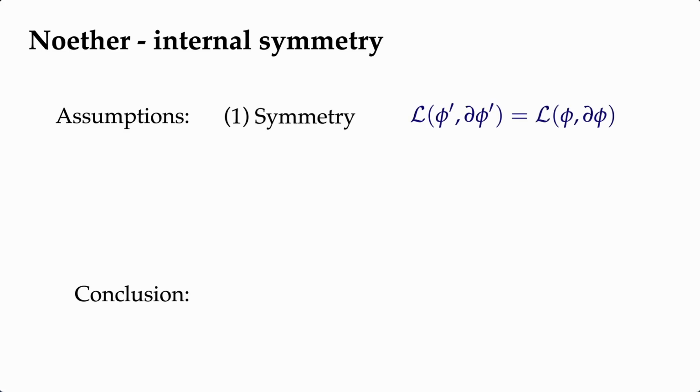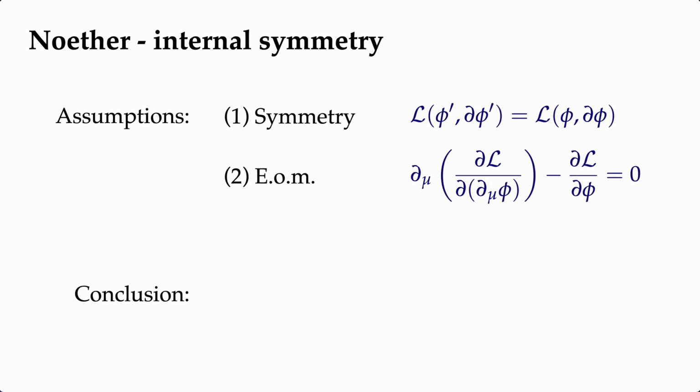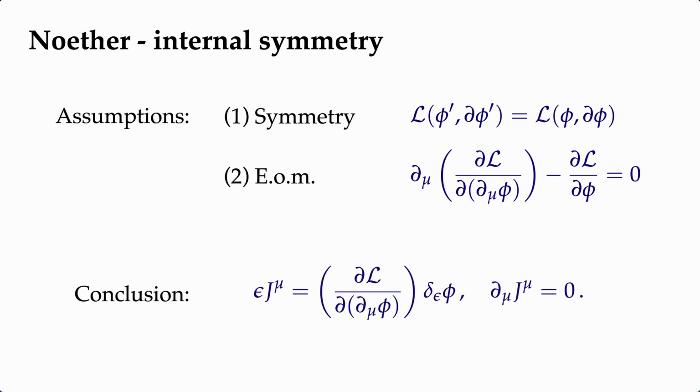Assumption number one is symmetry. For internal symmetry, we require that the Lagrangian density remains unchanged. Assumption number two is equation of motion. As always, the equation of motion is given in the Euler-Lagrange form. The conclusion is an explicit formula for a conserved current derived from the internal symmetry.